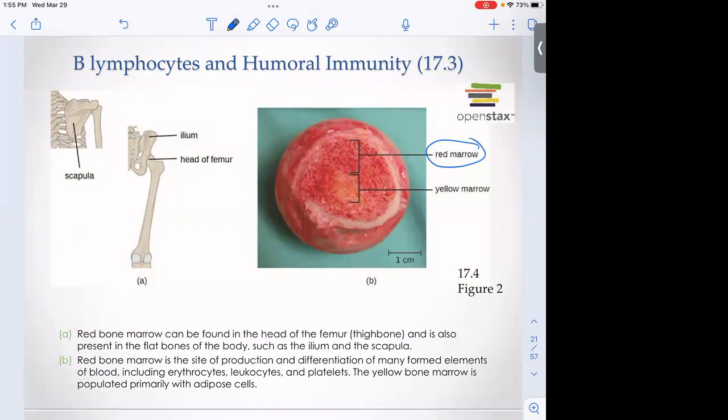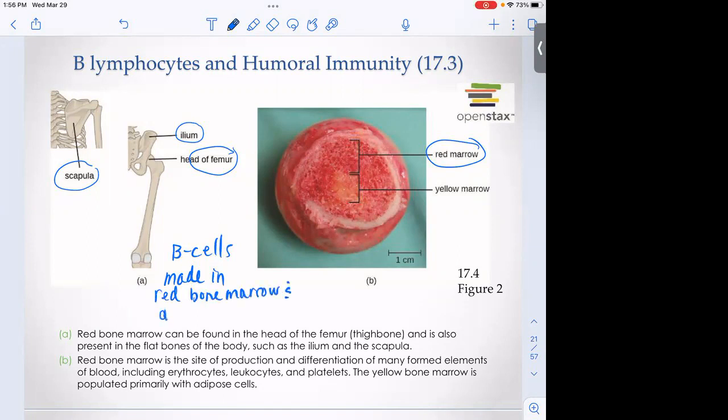Red bone marrow is not found in all of our bones. It's mostly the larger, flatter ones. So like the head of the femur, in your hip, shoulder blade, those are places in our body that have red bone marrow. And the B cells, again, are going to be made in that red bone marrow, and they're also going to mature there. So I'll write that, even though I have it written later. B cells made in red bone marrow.